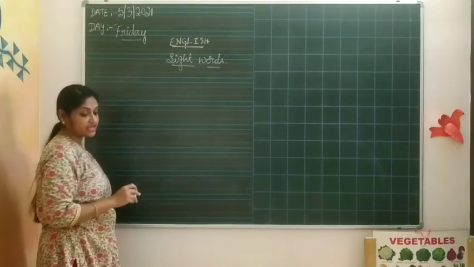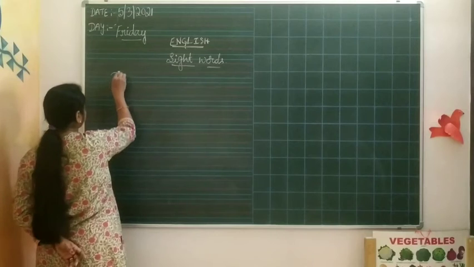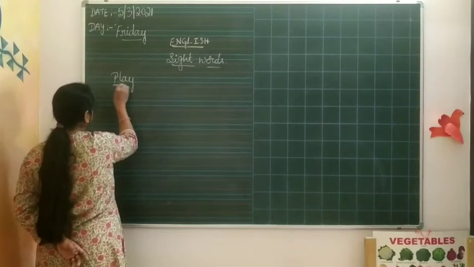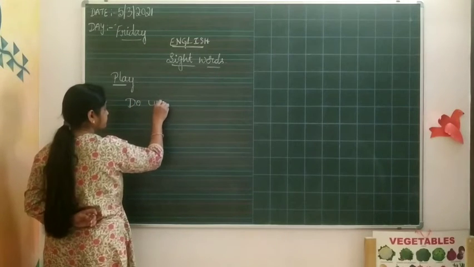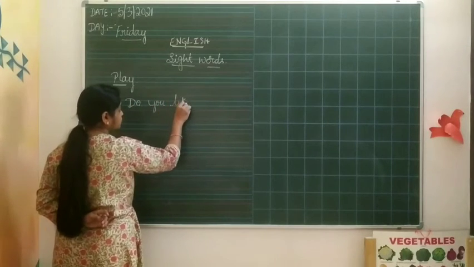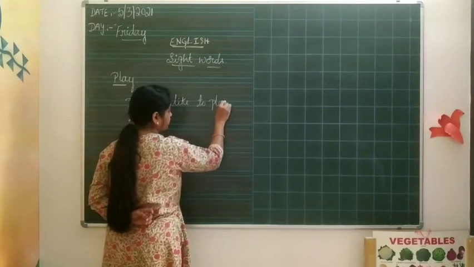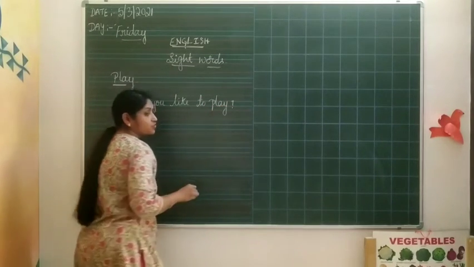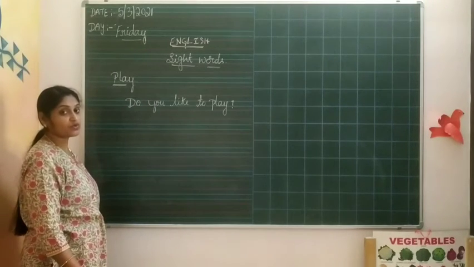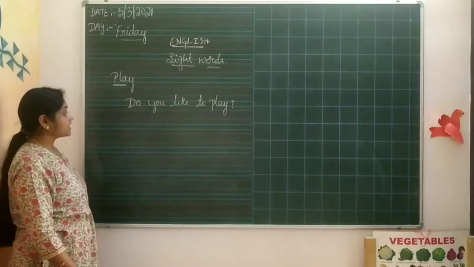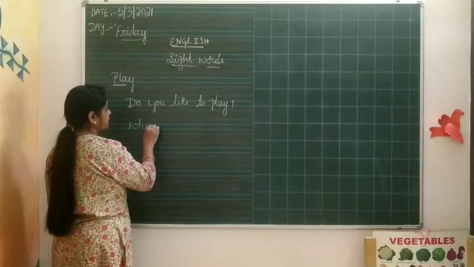Okay, in the sight words, today we are going to learn the sight word play. Do you like to play? Do you like to play? Do you like to play? Yes or no? Yes. The second one is, where do you play?